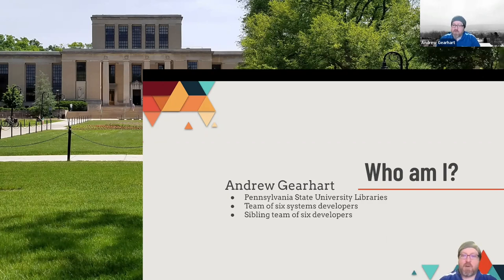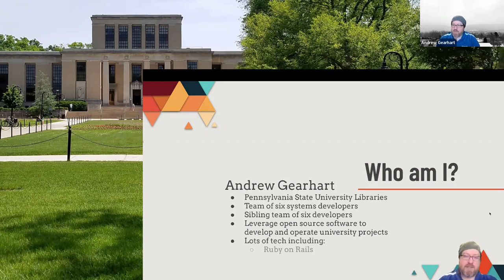We leverage open source software to develop and operate all of our university projects. So that involves lots of different technologies, including Ruby on Rails, Drupal, bespoke PHP, OJS, and web components, just to name a few. We also do things with Django, Python. Pretty much if there's a technology out there, we are in some way, shape, or form touching it, using it. So we're now currently down to about 110 servers that we operate. That gives you an idea of the scale of our operation.